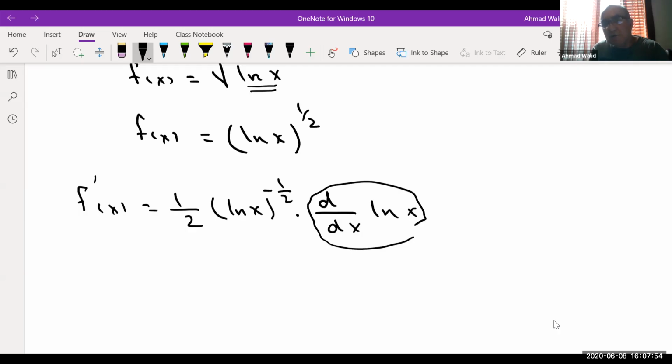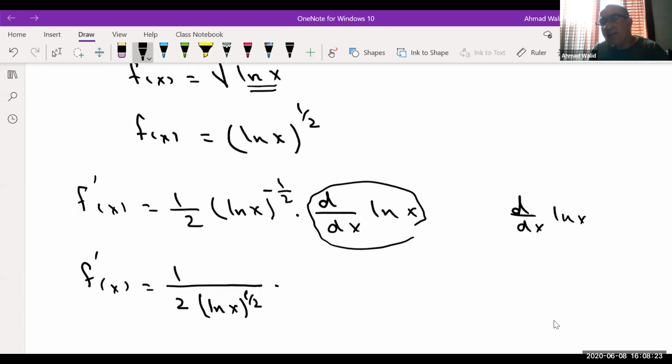We take the derivative of this part and we simplify at the same time this part. F prime x equals 1 over 2 ln x to the power of negative 1/2, I'll send it to the denominator. It becomes ln x to the power of positive 1/2 times, what is the derivative of ln x? We just learned that d over dx of ln x equals 1 over x. Then times 1 over x.